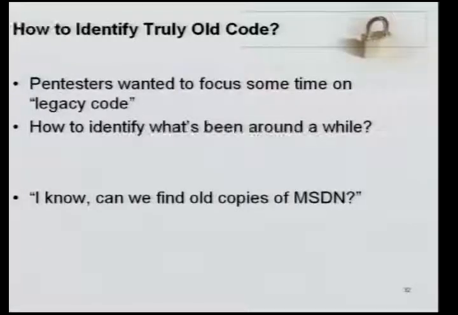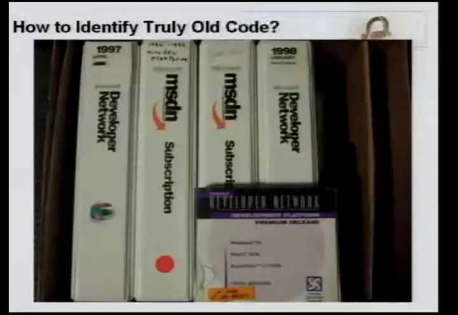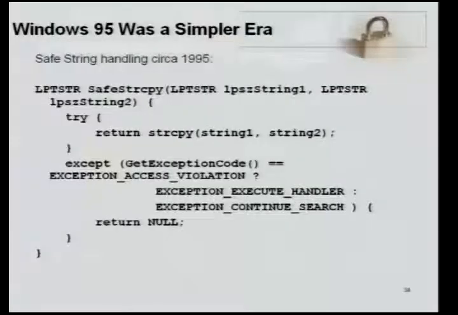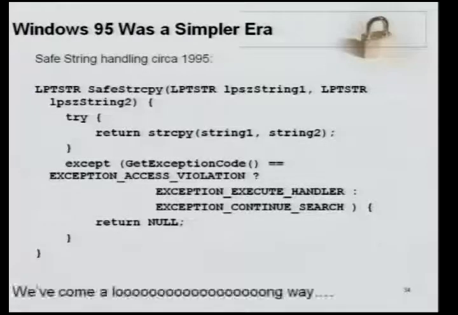And if that's still in the product, we really want to go look at it. So it turns out at Microsoft, it's not that hard to find old copies of MSDN. They just basically called up MS Library and they shipped them every copy of MSDN since 1995. And there were some howls down the hallway when they started looking at the Windows 95 SDK, and this is one of the gems that they found. This is Safe Stir Copy, circa 1995. So we've come a long way here, a long way.